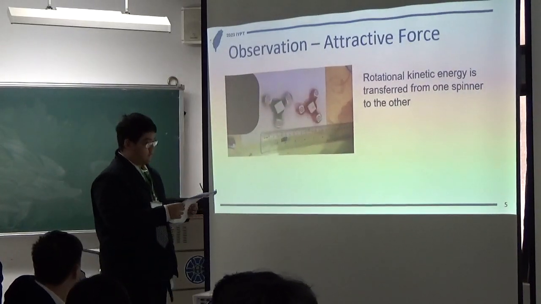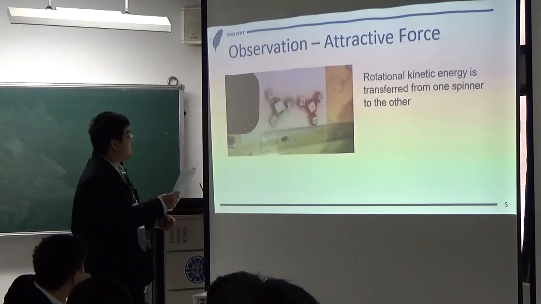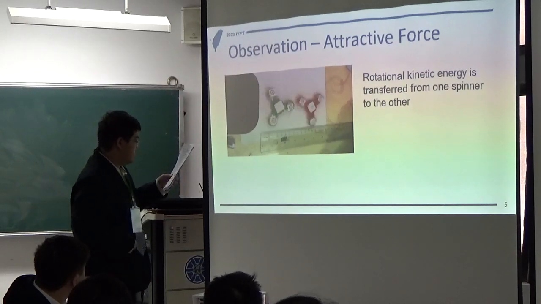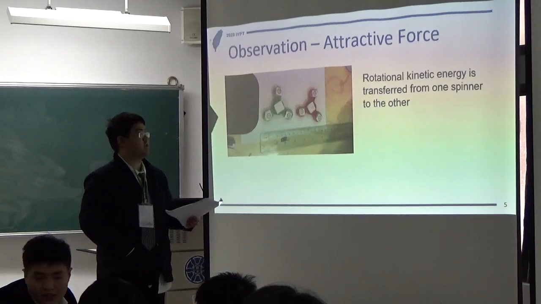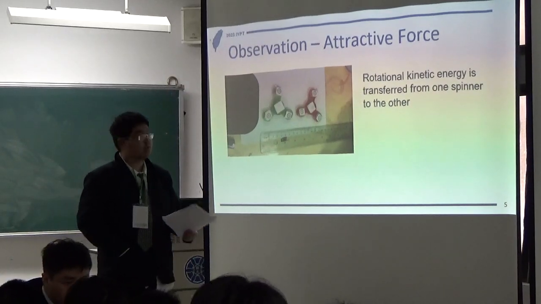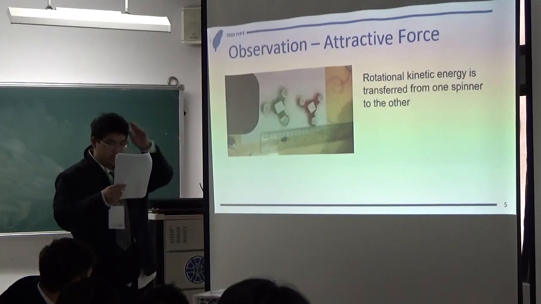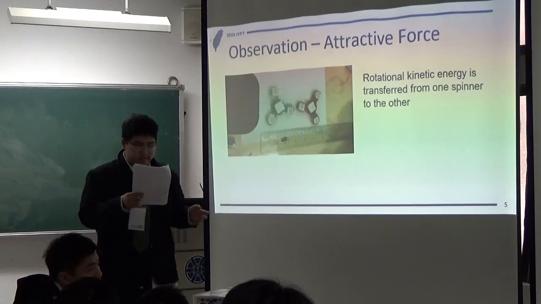Observation. If you watch the video, the velocity of the two spinners changes alternately, and the rotational kinetic energy is transferred from one spinner to the other. Notice the left three magnets and the right ones have different magnetic moment directions.